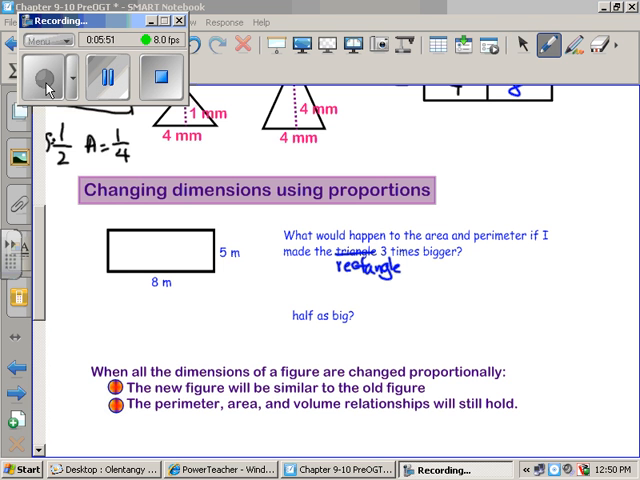Okay, so what was your guess? What would the new area be? What did you say? Did you guess? The new area. Did you guess that first?